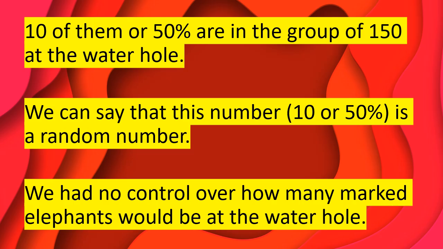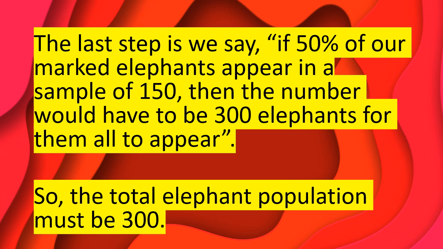So we can say that this number, 10 or 50%, is a random number. We had no control over how many marked elephants would be at the waterhole. The last step is to say, if 50% of our marked elephants appear in the sample of 150, then the number would have to be 300 elephants for them all to appear. So the total elephant population must be 300.